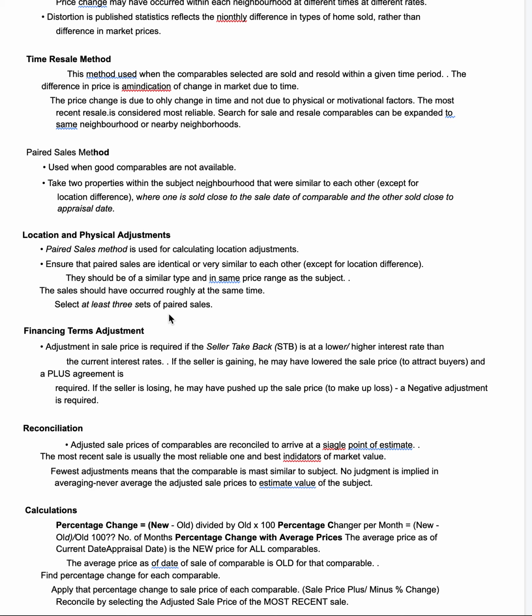So again, the paired sales method is used when good comparables are not available. You take two properties within the subject neighborhood that are similar to each other except for a location difference, where one is sold close to the sale date of the comparable and the other is sold close to the appraisal date.